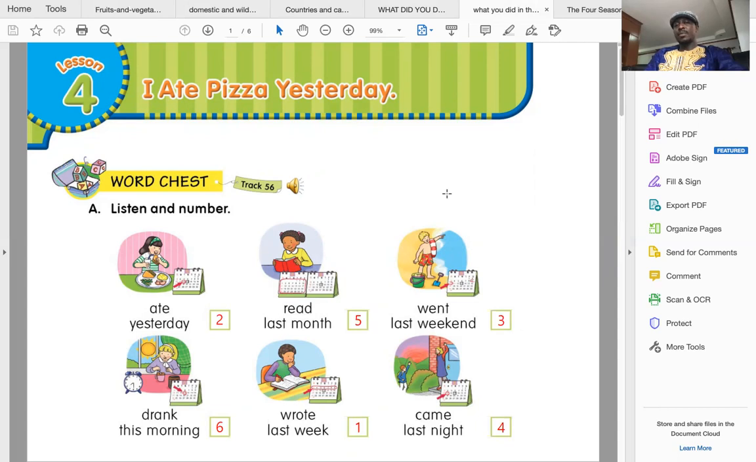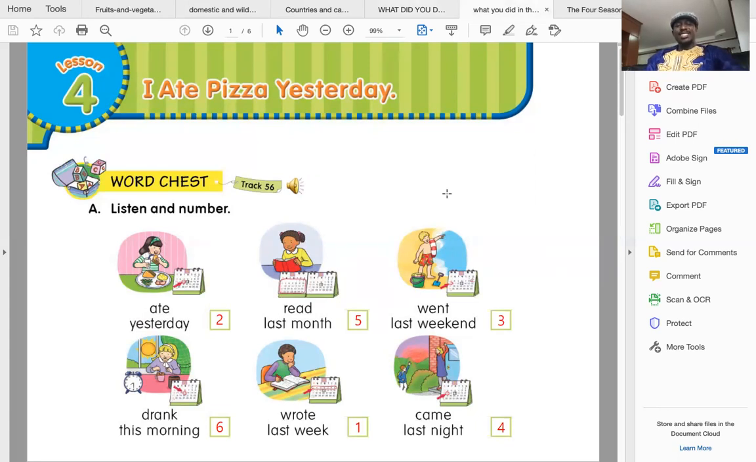Like when we are talking about yesterday, you don't say eat yesterday, you say ate yesterday, as well as you don't say read yesterday, you say read yesterday. Okay, so it is actually the past. Like you don't say go last weekend. What do you say? Went last weekend.